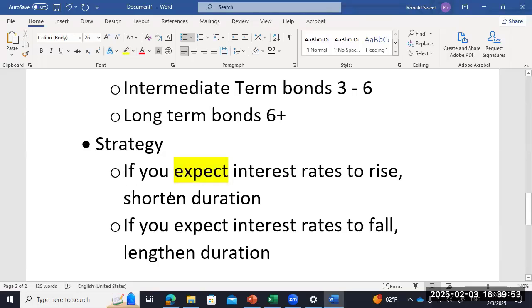Some students say if interest rates rise, shorten duration. It's too late. It's already happened. You want to shorten duration before interest rates rise. If they've already risen, what might you do? You might actually lengthen duration then because you expect them to fall back down. So that expectation is important. So in the interview, don't say, wow, interest rates have really risen, I think I'll shorten duration. It's like, well, it's too late. You should have shortened duration before they rose. Right. So this is what you think rates are going to do. If you expect interest rates to rise, you want to shorten duration today. If you expect interest rates to fall, you want to lengthen duration today.